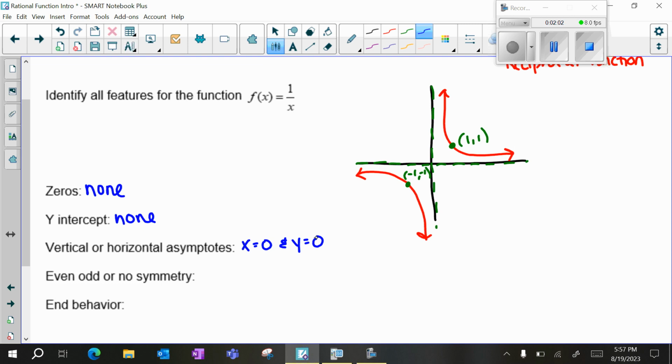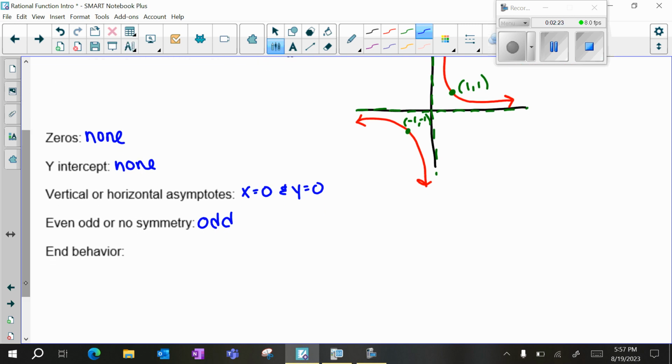Even, odd, or no symmetry. Remember, even is symmetry over the y-axis, odd is symmetry over the origin, and then there's no symmetry. So this had odd symmetry because if you turn your graph upside down, you see the exact same picture.